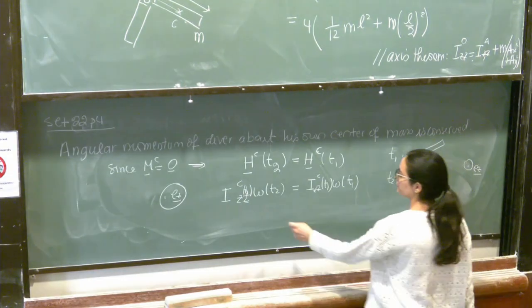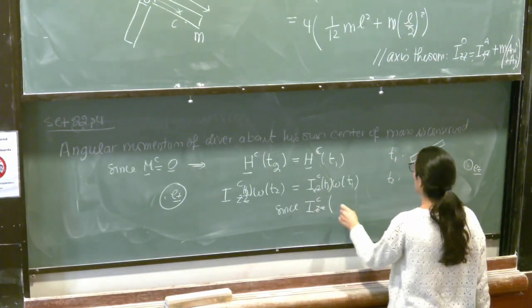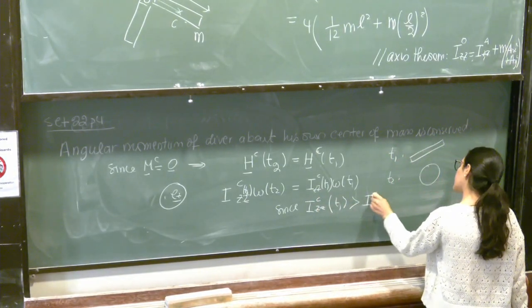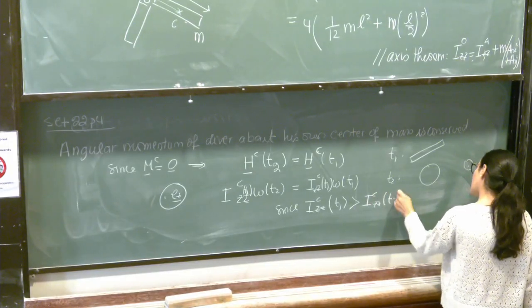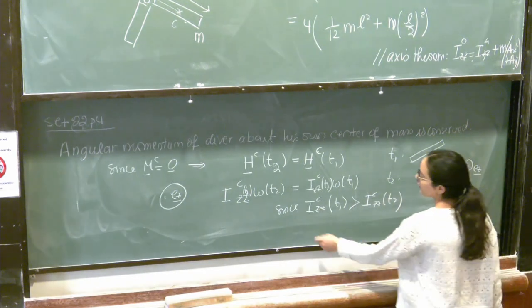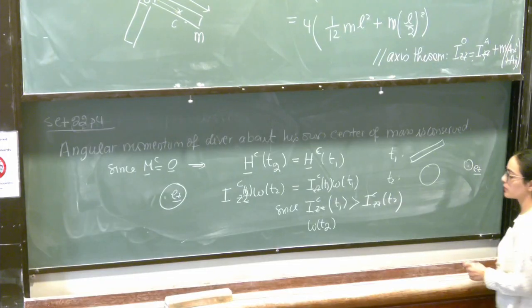Since I_C,zz at T1 is greater than I_C,zz at T2, and this product of I omega needs to remain constant, what does this say about omega at T2? Greater than omega at T1.